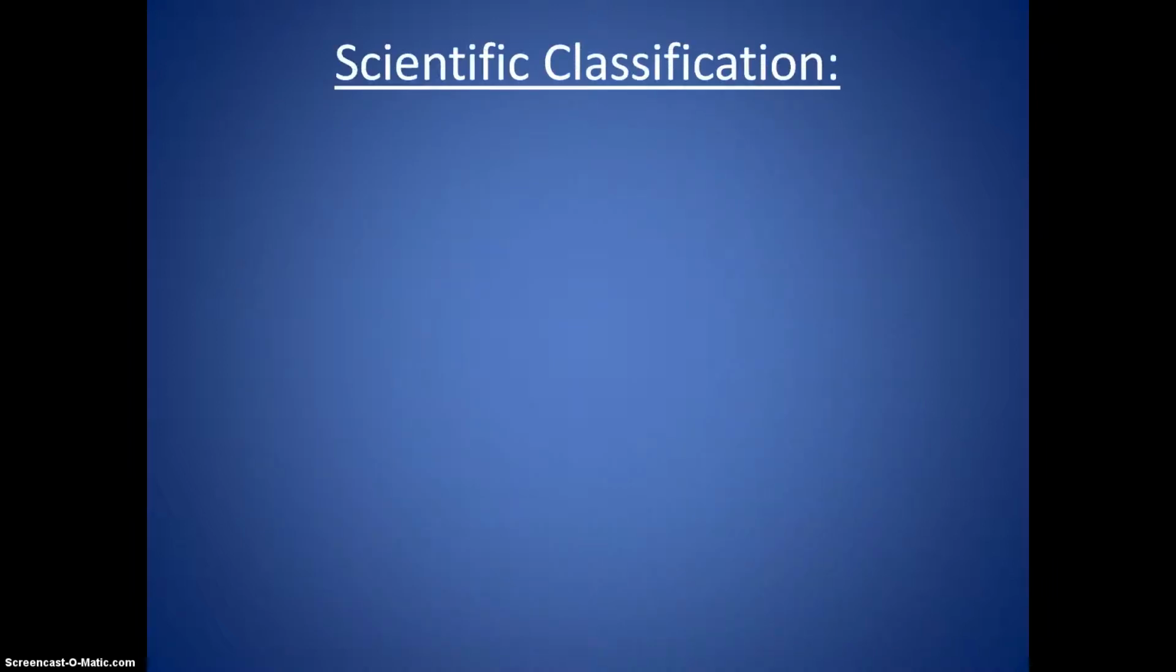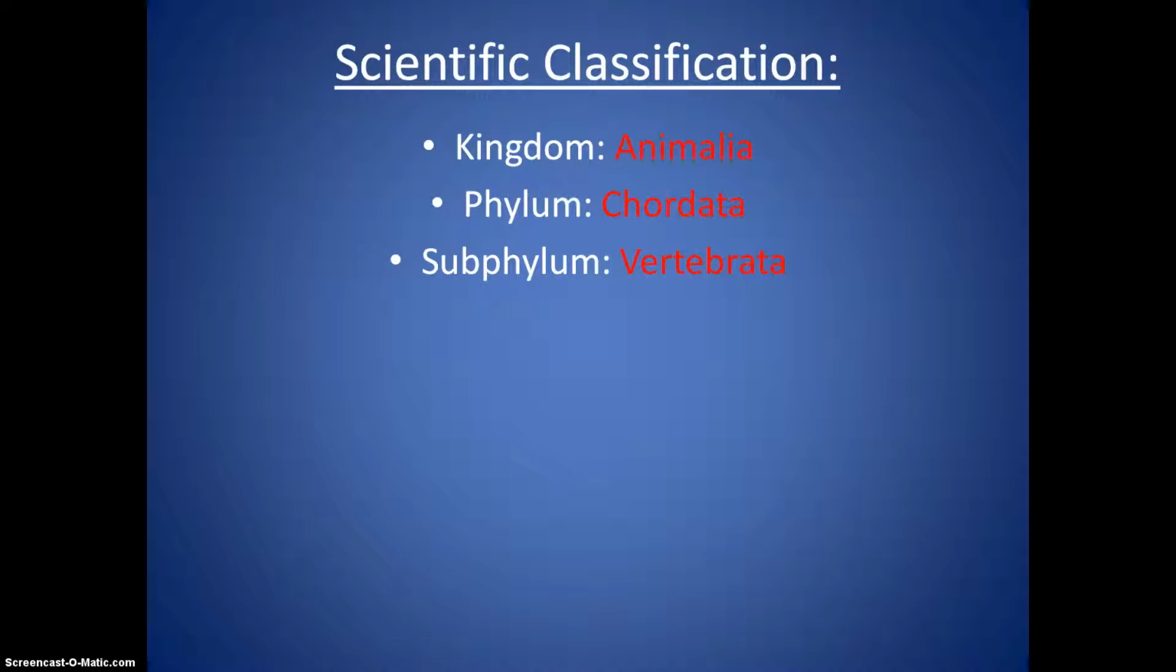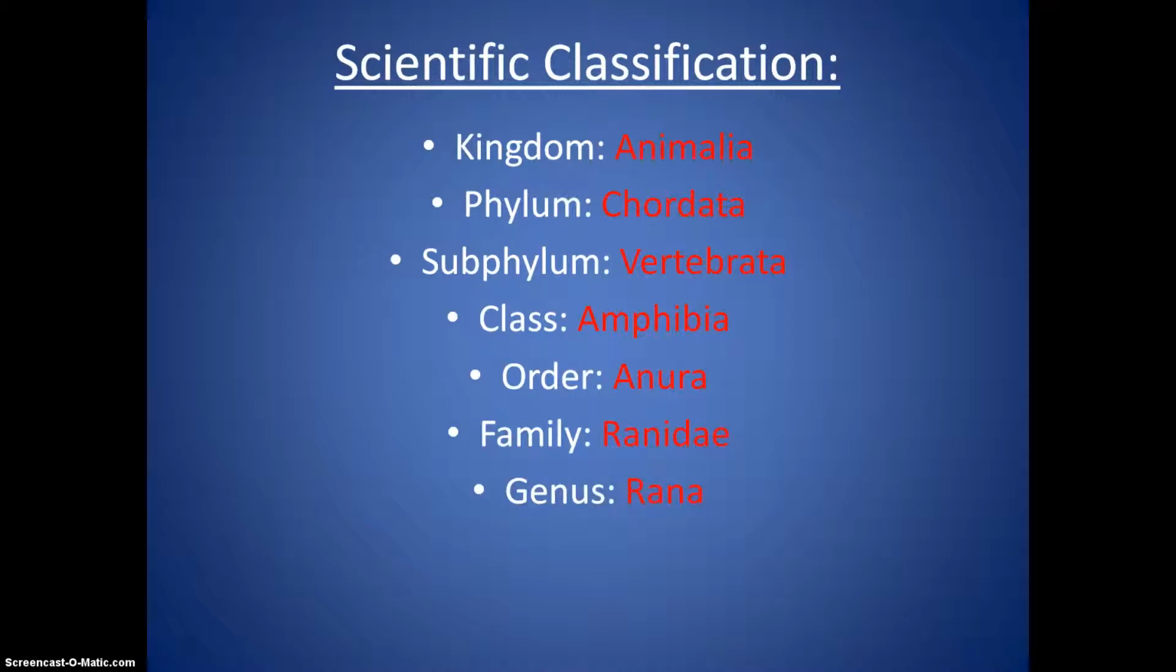All amphibians fall under the animal kingdom and the phylum Chordata. They are in the subphylum Vertebrata, as they have a vertebrate and a notochord. The European grass frog is in the order Anura, the family Ranidae, the genus Rana, and the species Rana temporaria.